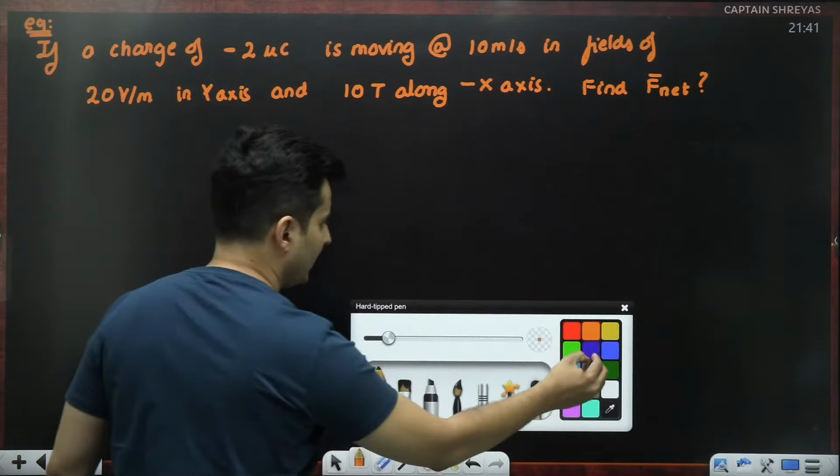But direction wise, length is up, magnetic field is right. Length cross B, it will go inside. So the force will be directed inwards.